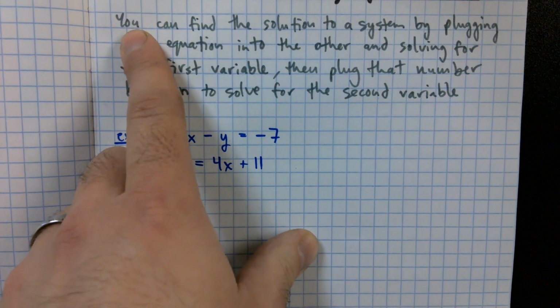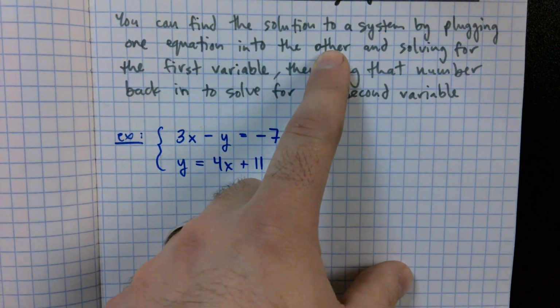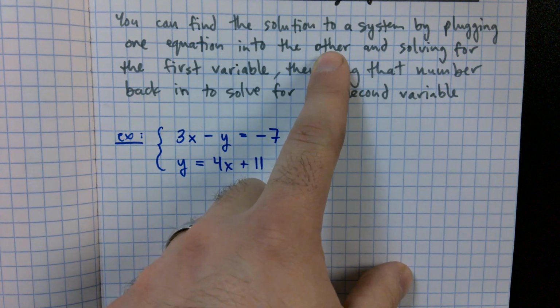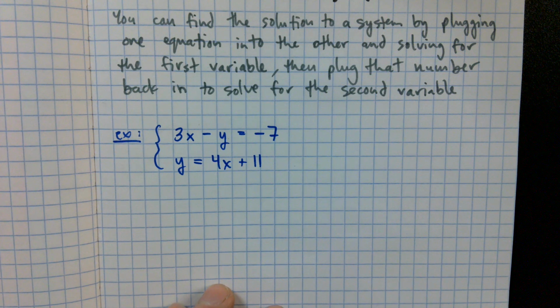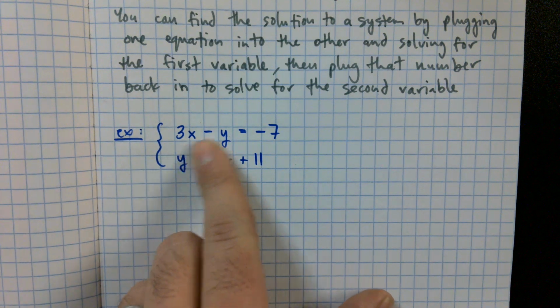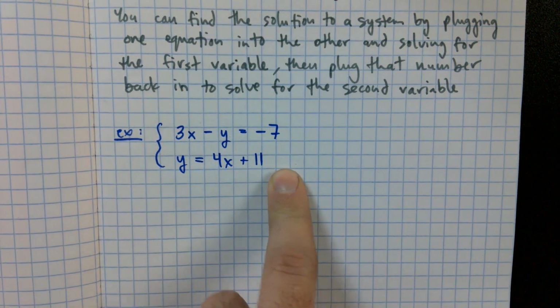Let's read this. It says you can find the solution by plugging one equation into the other. What does that mean? Plugging one equation into the other. Combine them. It's some type of combining. Colby, do you have an idea? No? Alex? Combine like terms. Are there any like terms in this one? No, we've got an x, a y, and a constant. Here we've got a y, an x, and a constant.